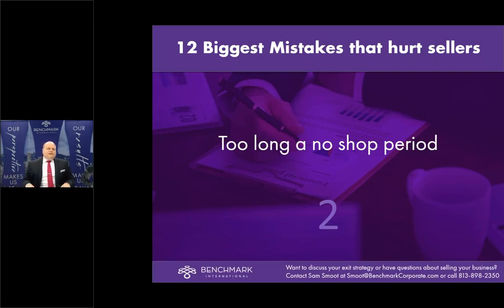And to be honest, that works sometimes. Sometimes there are buyers that can get the money, they just can't get it quickly. So sometimes extensions are warranted. Sometimes they're not warranted.